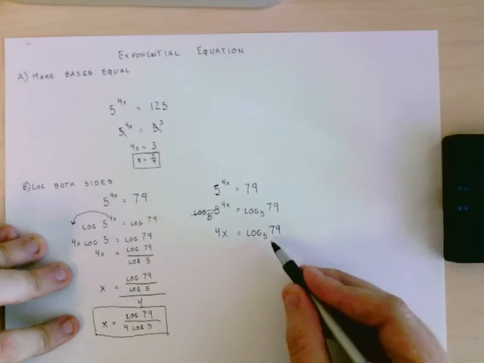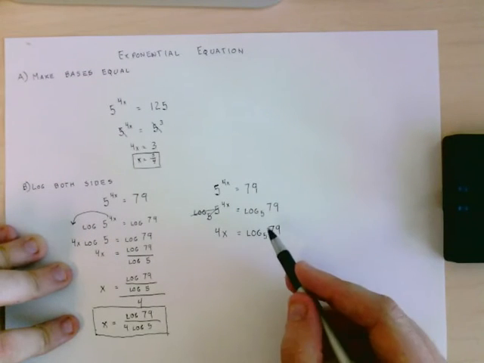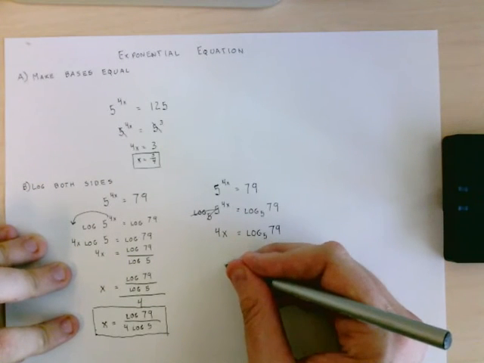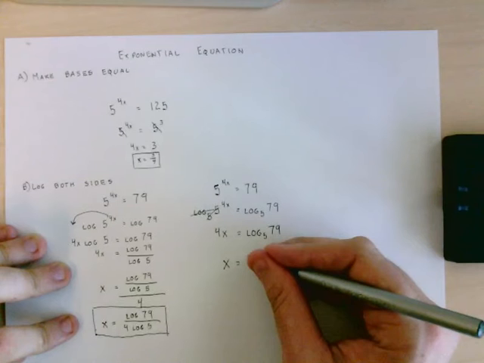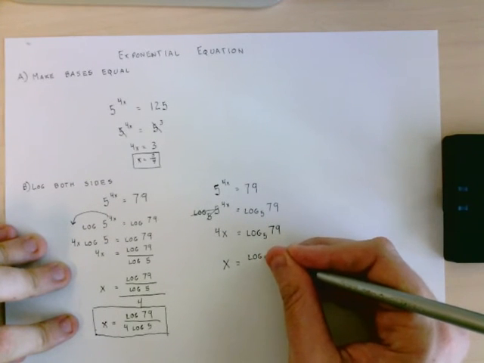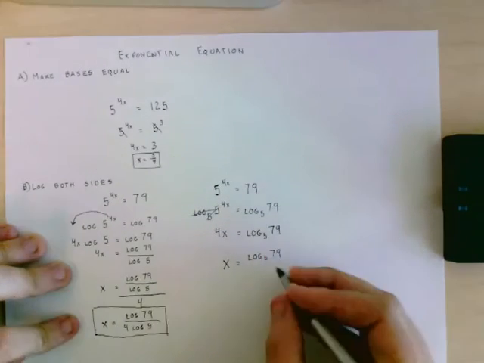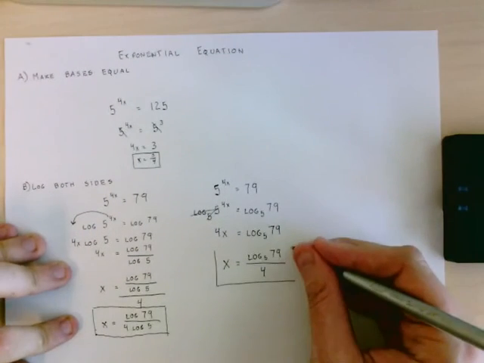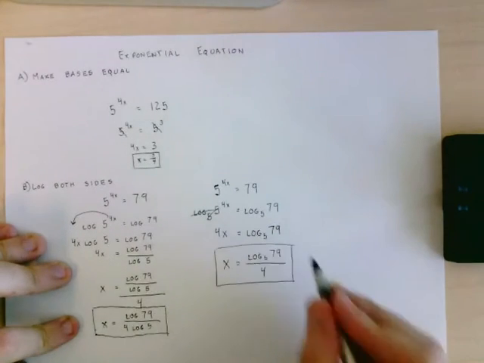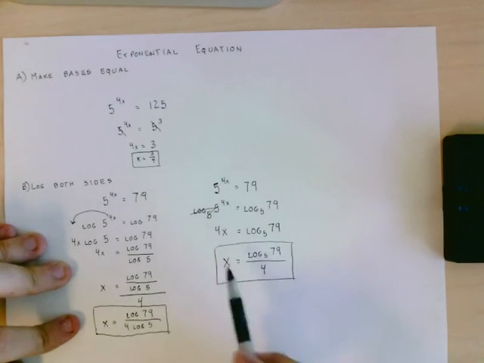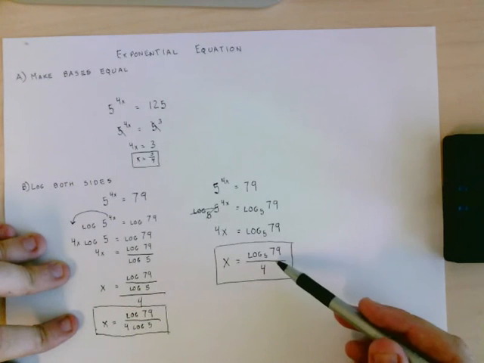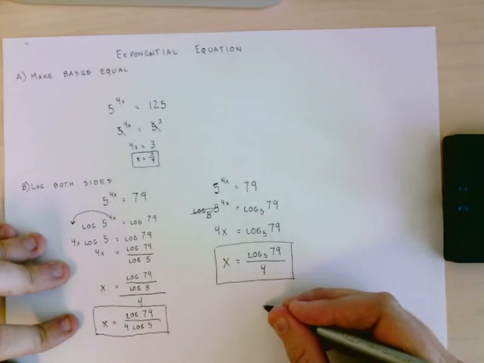The power that you put on 5 to get 79, it's somewhere between 2 and 3, but I don't know what it is. But all we have to do is divide it by 4. We get x equals log base 5 of 79 over 4. And that is our final answer. Now, once again, without a calculator, I can't really give you a good estimate of what this number is, but that actually is the exact answer. If your teacher needs you to, you can put it in a calculator and get an approximation.